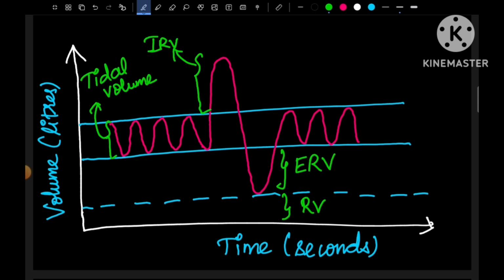Next, what we are going to see is the combined volumes. What are they? Let's see the first thing. Here I am including this IRV, I am including this tidal volume, and I am including the ERV. What is this? This is VC.